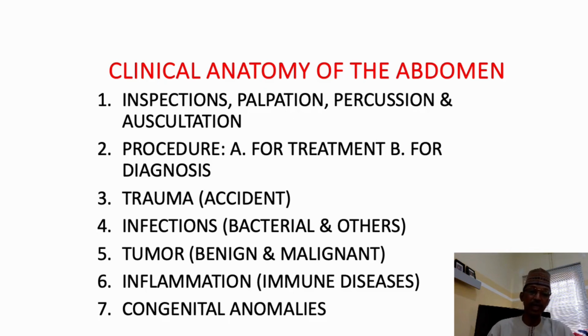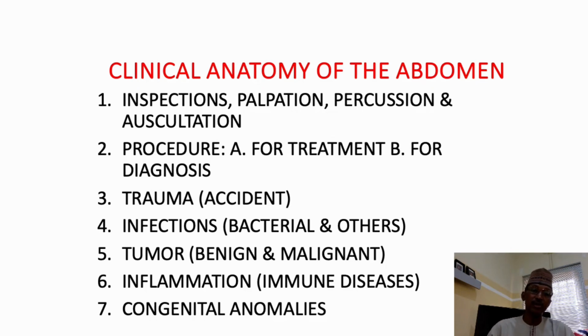Certain clinical conditions that can affect the abdomen include trauma. And this trauma includes domestic trauma or accident, or maybe an accident when somebody is on the road. That is what we call road traffic accident. Again, infections, whether bacterial or viral, and other diseases can affect the abdomen. So again, tumor. That tumor can be either a benign tumor or a malignant tumor. All these are swellings or conditions that can affect the abdomen.